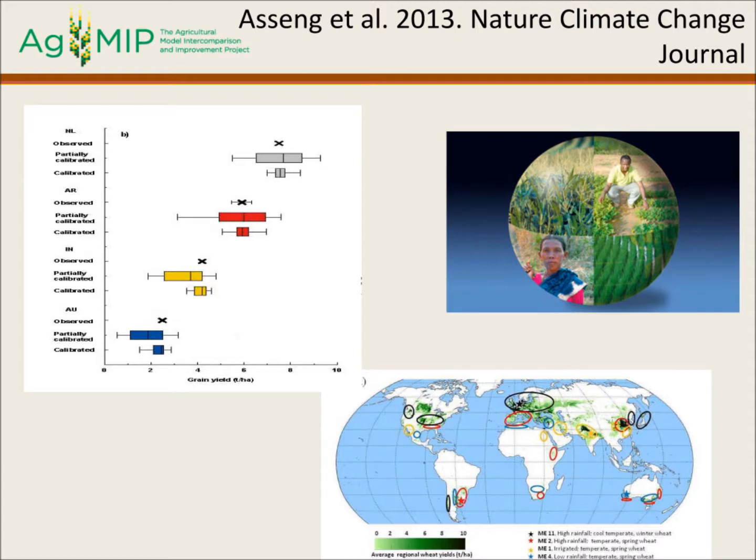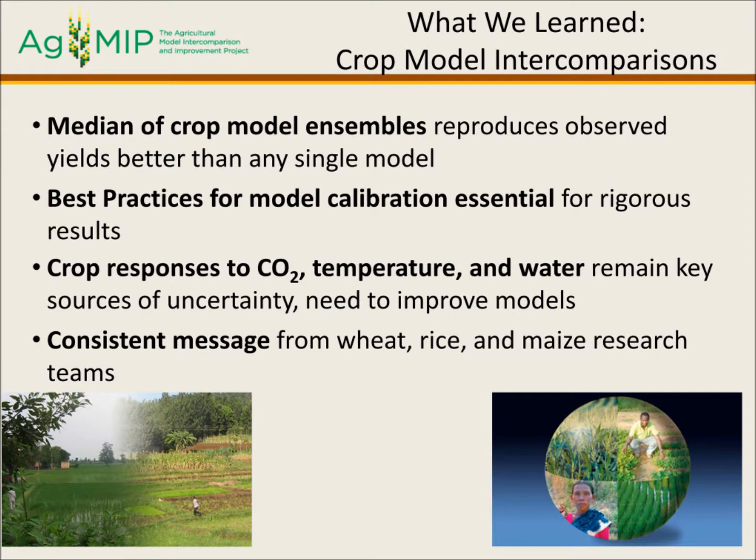So that's just a picture of one of the crop model intercomparisons. And again, what we learned there, the median of the crop model ensembles produced the observed yields better than any single model across all of the locations. And if you have information to improve the model through adjusting what's known about the varieties, it gives you better results. It reduces the uncertainty.